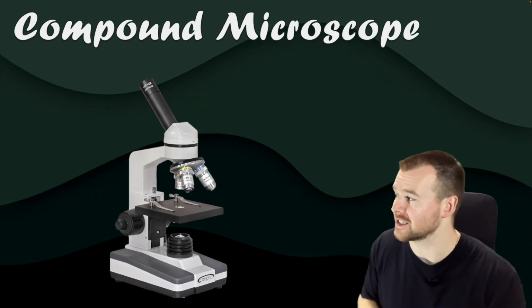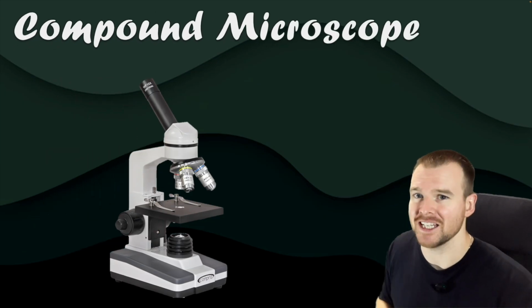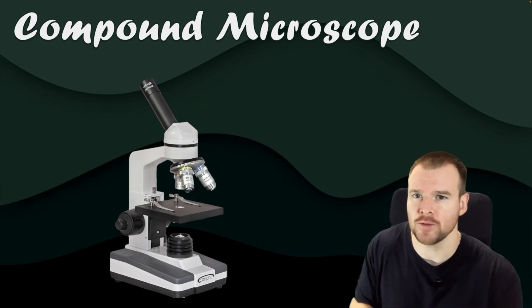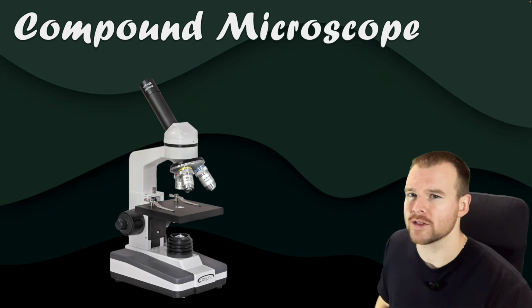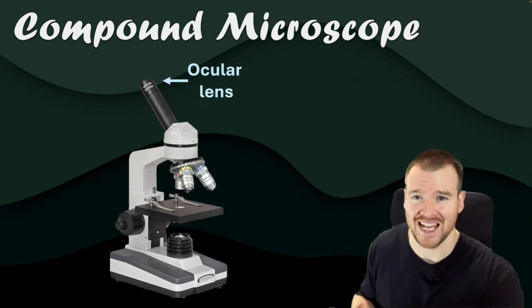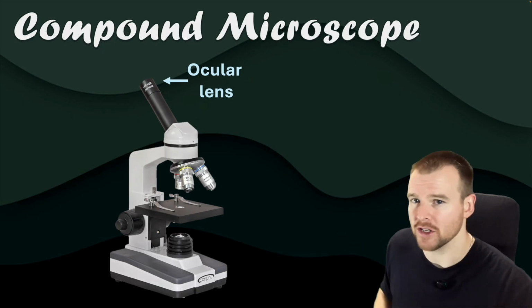Next one is our compound microscope, which is probably one that looks a bit more familiar to what you would see in a classroom, and it uses 2 lenses. There's lots of parts here, and they could ask you in class what the parts are, so let's go through some of those. The first lens on that side is the ocular lens. It's usually about 10 times magnification, and that's what you're looking through.